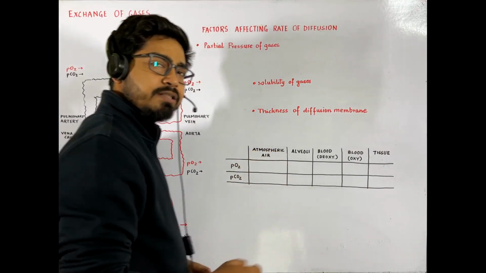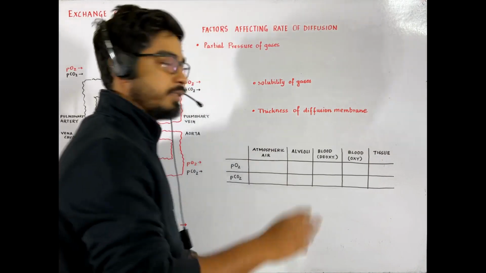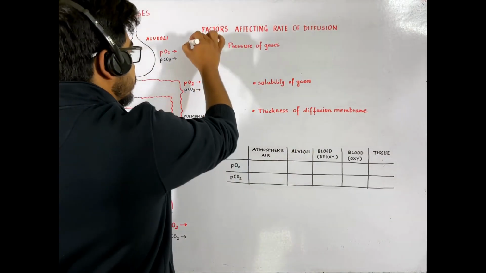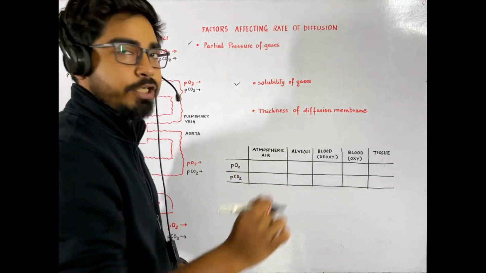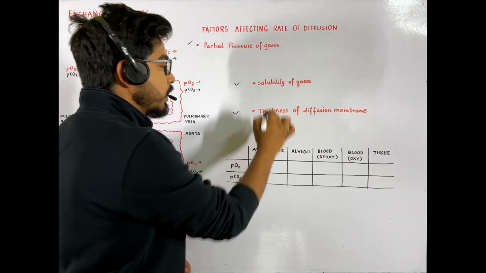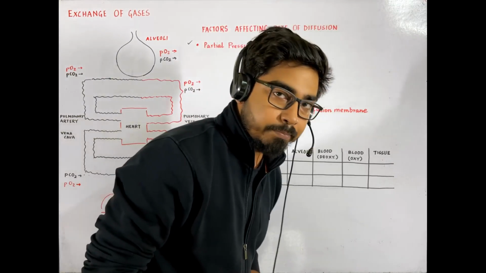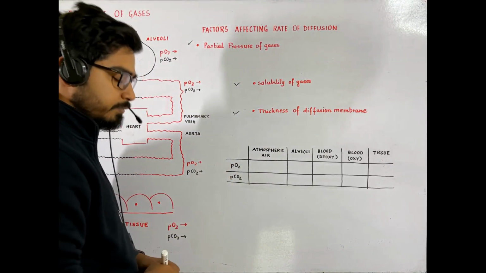So what are the factors that are actually affecting the rate of diffusion? See, there are three factors responsible. The first factor is partial pressure of gas. Second factor is solubility of gases. And the third factor is thickness of diffusion membrane. So let's start with partial pressure of gases.